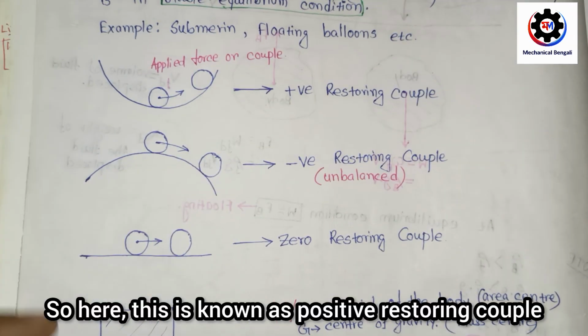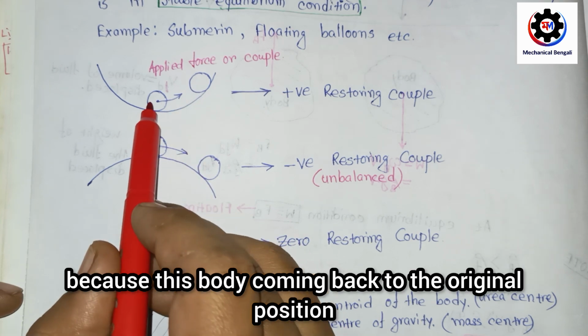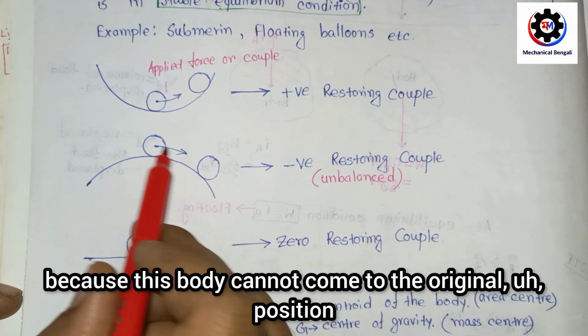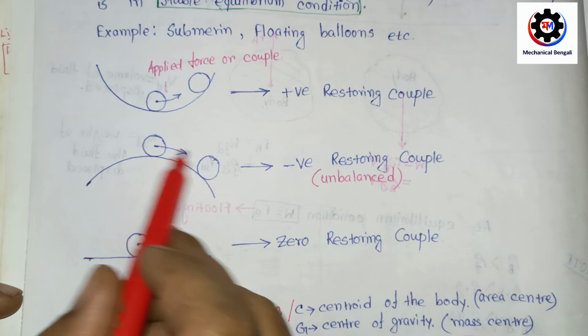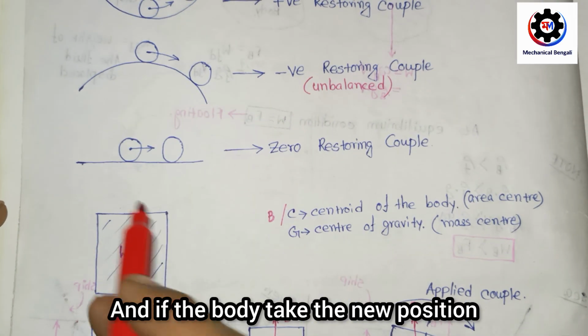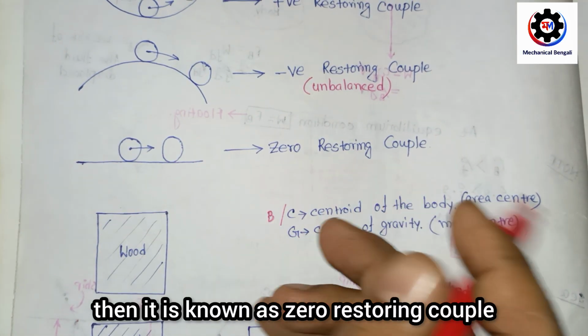So here the body is in equilibrium condition, so this is known as zero restoring couple. Here this is positive restoring couple, because the body comes back to the original position. Here this is negative restoring couple, because the body cannot come to the original position. So this is known as unbalanced condition or negative restoring couple. And if the body takes a new position, then it is known as zero restoring couple.